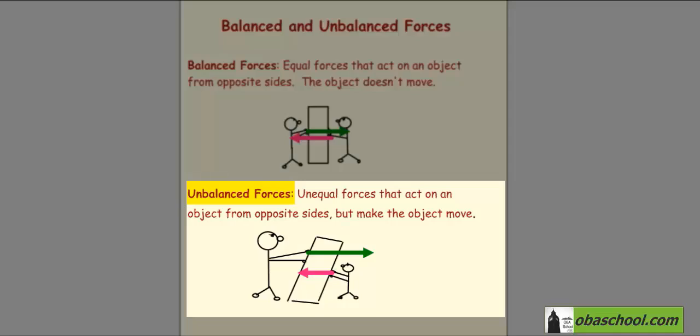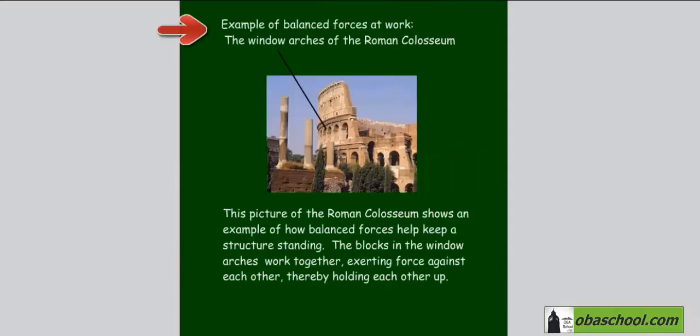This results in unbalanced or unequal forces. In this case, the object will move in the direction that the stronger force is pushing it to. So the object will move to the right side. Let's see the next example.